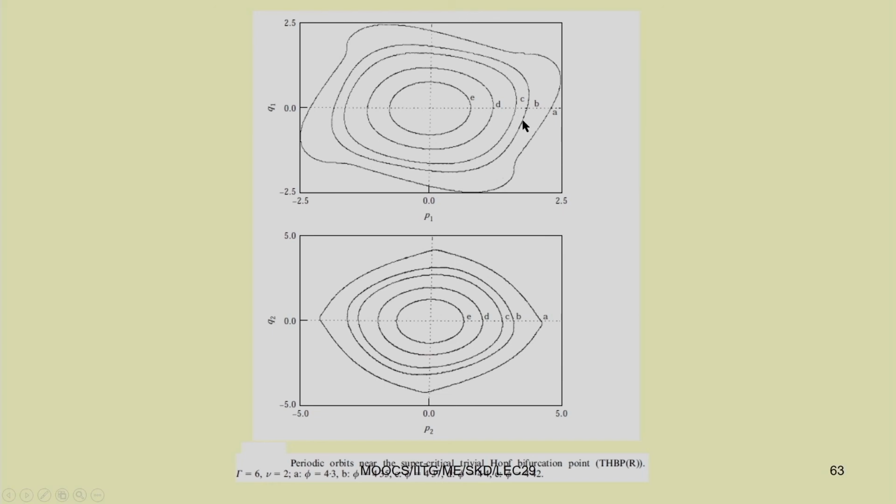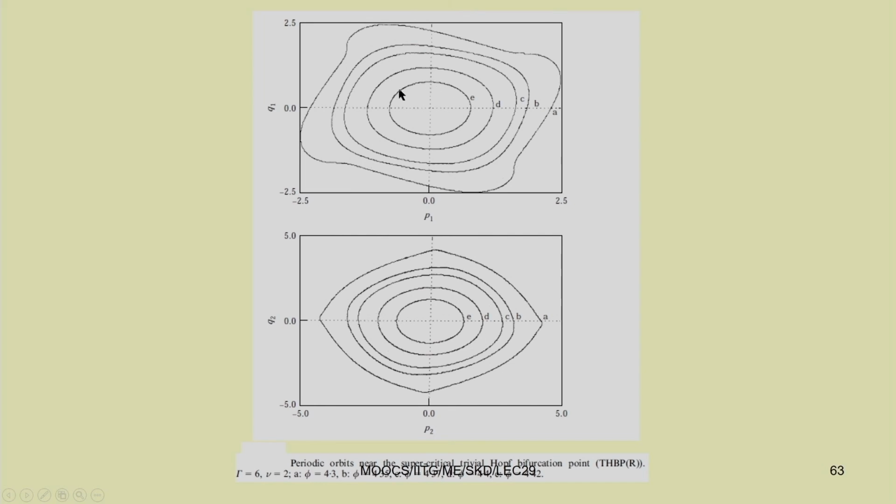Slowly, by increasing phi, as you go away from the combination resonance condition, the shapes get more and more irregular, and at 4.92 you have a closed periodic response. It is plotted in P1 Q1 and P2 Q2. So this shows the first mode and this shows the second mode periodic response.